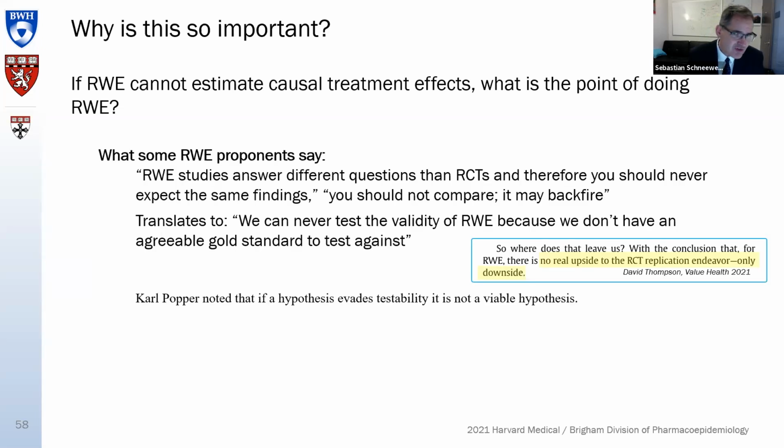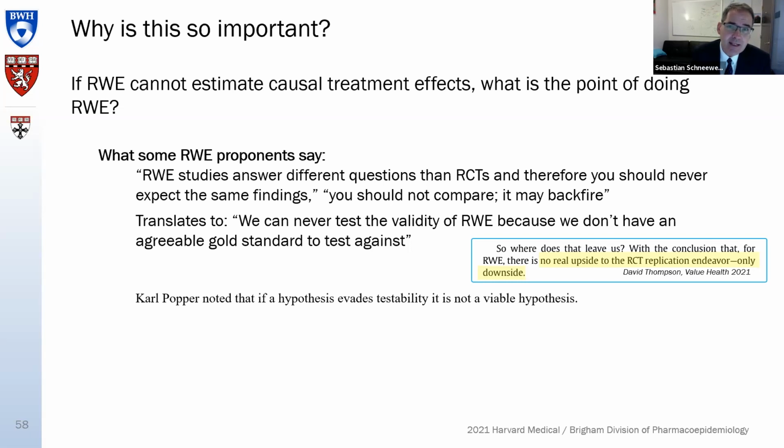When you engage in these types of projects, you realize very quickly that you are in between several fronts that are fighting each other. And one community, for example, is the community of real-world evidence proponents. And they say, well, real-world evidence studies answer different questions than RCTs, and therefore you should never expect the same findings.